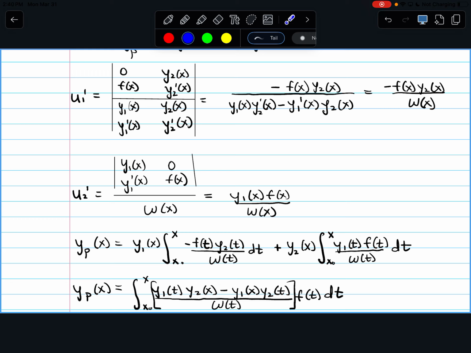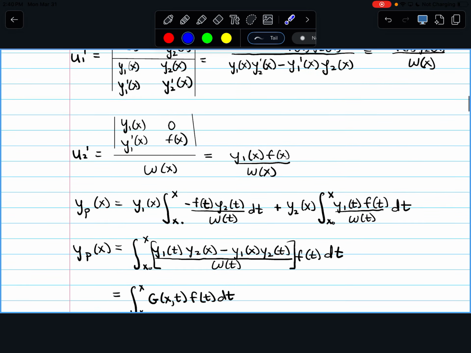Now, for y2, for the second one, I've got y2 here, and I'm integrating this. So there's y1 of t, f of t, over w of t. So I'm just integrating that. Now, notice that these have the same bounds of integration. So I'm going to combine them into one integral. And what I get is this integral right here.